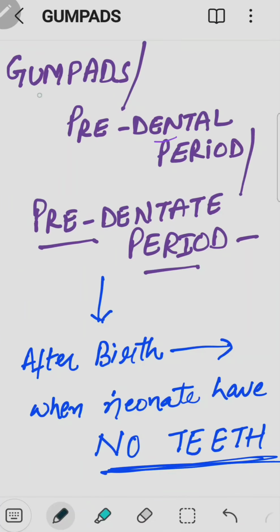So basically, gum pads are nothing but the alveolar processes at the time of birth. Those are called the gum pads. These are firm, pink, and horseshoe shaped. They are covered by a dense layer of fibrous periosteum.